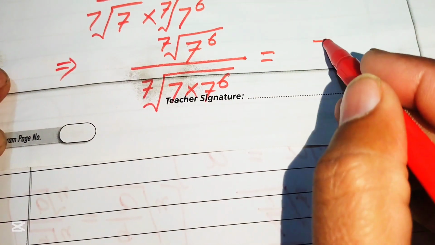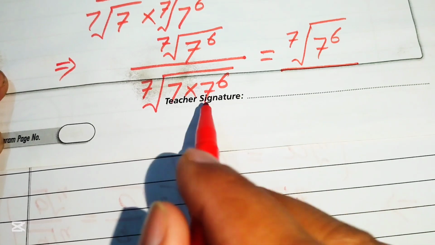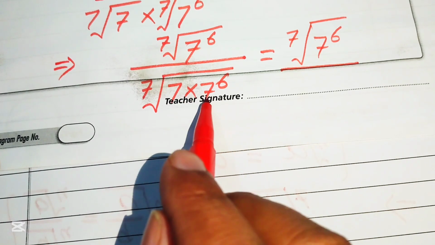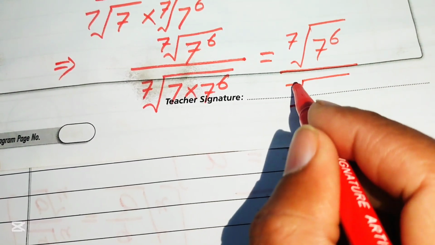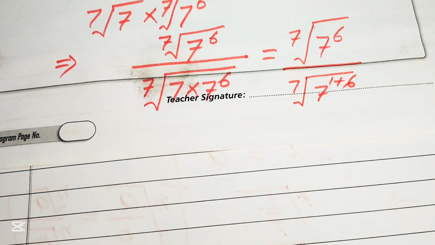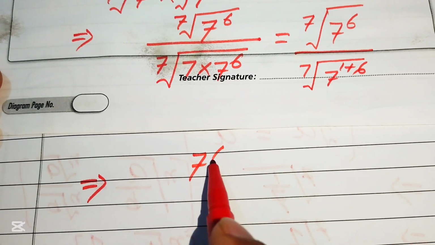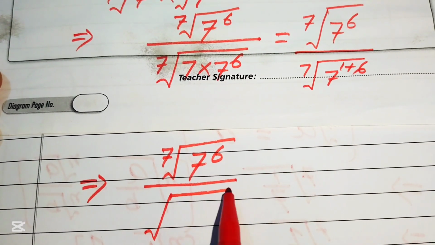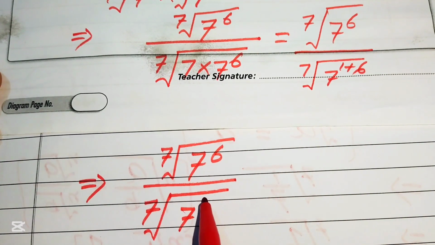So we get the 7th root of 7 to the power of 6, divided by, here you have the 7th root of 7 times 7 to the power of 6. You see that the bases in these two terms are the same, so we add the exponents and we write it as the 7th root of 7 to the power of 1 plus 6. After this step, we write our above expression in this form: the 7th root of 7 to the power of 6 divided by the 7th root of 7 to the power of 1 plus 6, which equals 7.